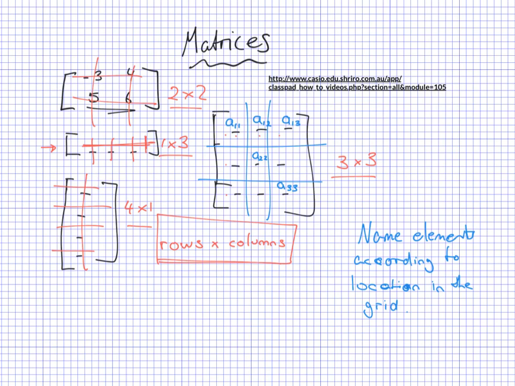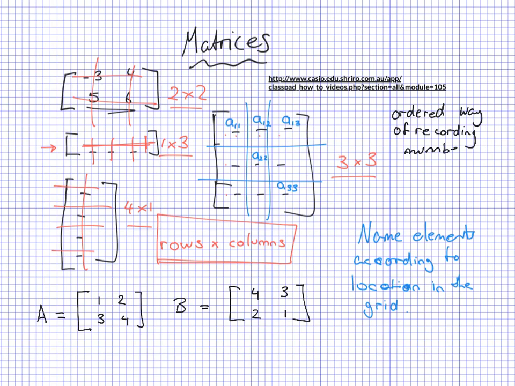So then if we consider two matrices, you might have matrix A is 1, 2, 3, 4, and matrix B is 4, 3, 2, 1. All right, now even though they have the same numbers in them, they are not the same matrix because matrices are an ordered way of recording numbers. All right, and if things are not in the same order, they are not the same. Okay, so remember this for your notes.